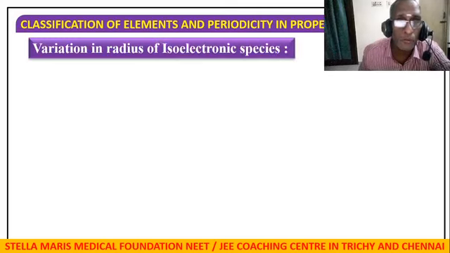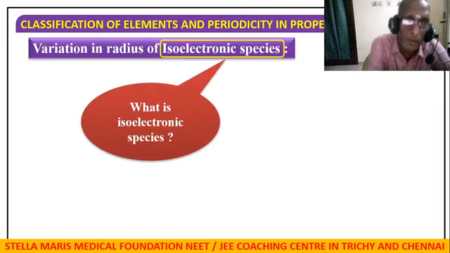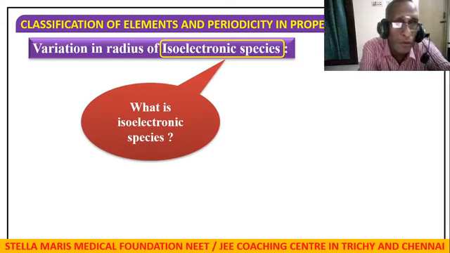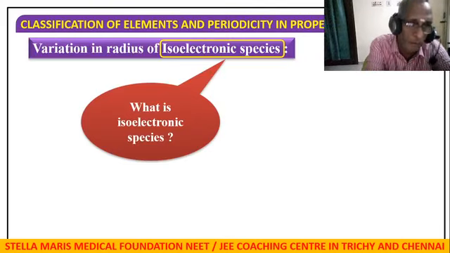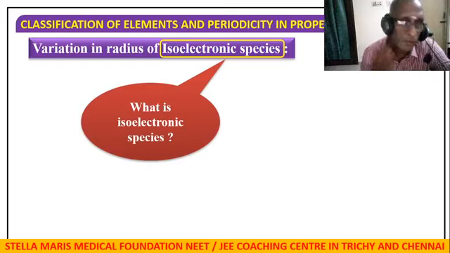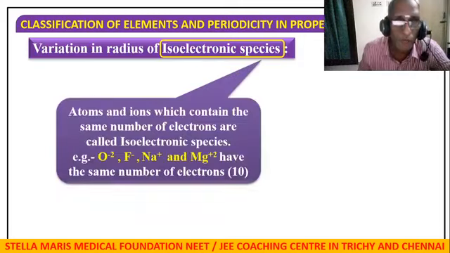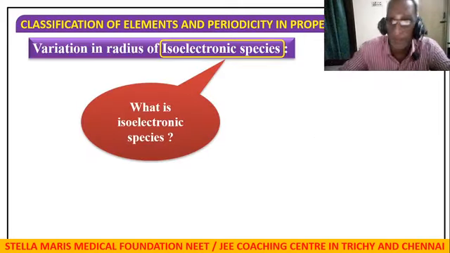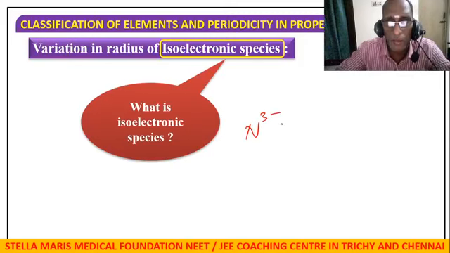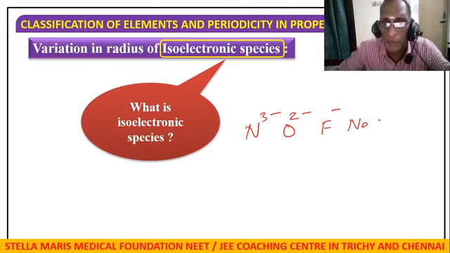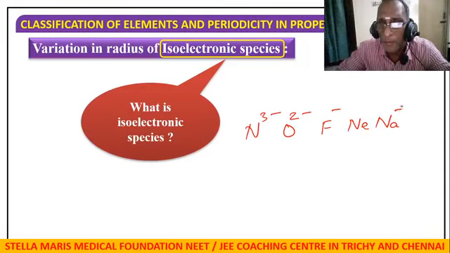Another aspect, which we also discussed last class, is a standard question: what is meant by isoelectronic species? Isoelectronic species are species with the same number of electrons. They can be neutral atoms, anions or cations. Last class we discussed these examples: N3 minus, O2 minus, F minus, neon, sodium plus and magnesium 2 plus.